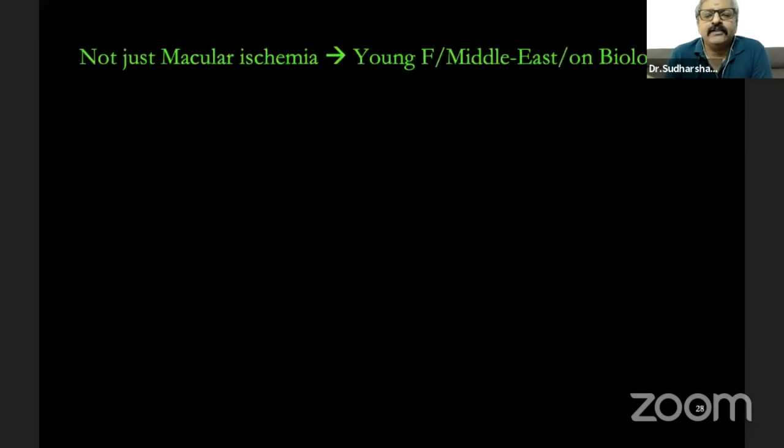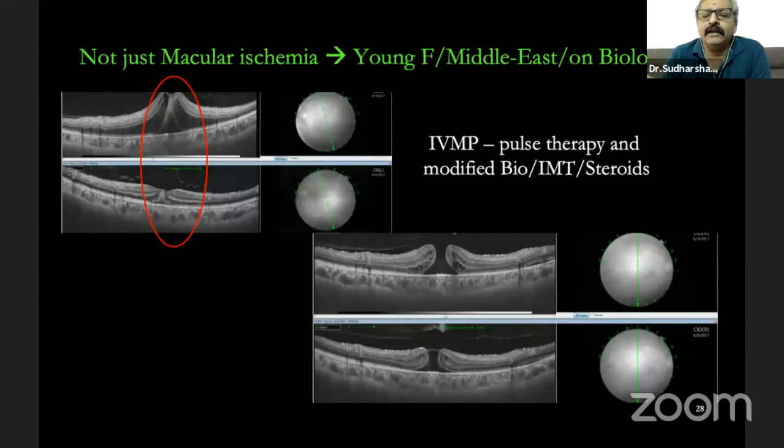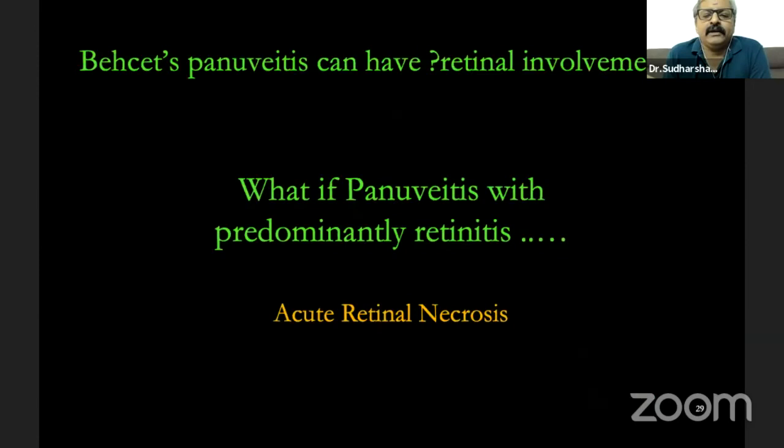So not just macular ischemia. This is a young patient from the Middle East who was already on biologicals. A patient of Behçet's came with increased cystoid macular edema. This we had to treat with IVMP and hiking up oral steroids. So on and off, you need to treat the acute exacerbation with steroids or biologicals, but always maintain them on long-term immunomodulators.